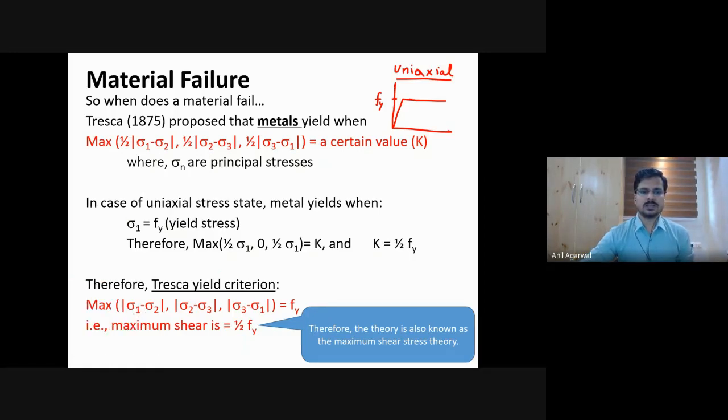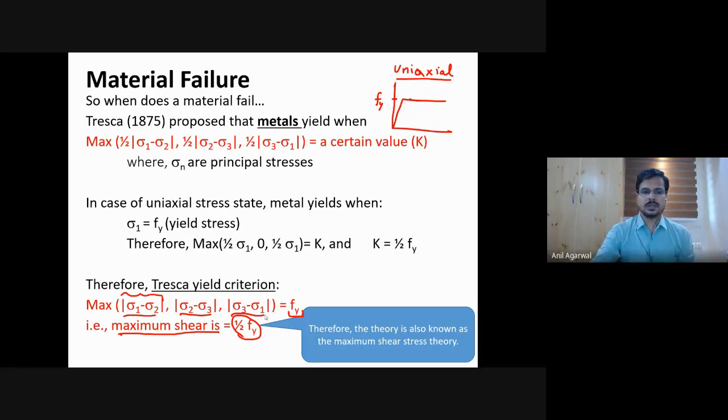So basically what it is saying is that maximum shear stress in 1, 2 plane, maximum shear stress in 2, 3 plane, and maximum shear stress in 3, 1 plane. You take those, take the maximum of all of them, and then when it reaches Fy value, sorry, this is twice the shear stress. I'm sorry, twice the shear stress in 1, 2 plane, twice the shear stress in 2, 3 plane, twice the shear stress in 3, 1 plane. And when it reaches the value of Fy, that's when the failure takes place. That means when the maximum shear stress reaches half of Fy, that's when the yielding takes place. Okay, that is what this Tresca criterion is.